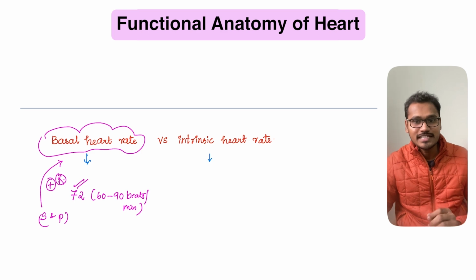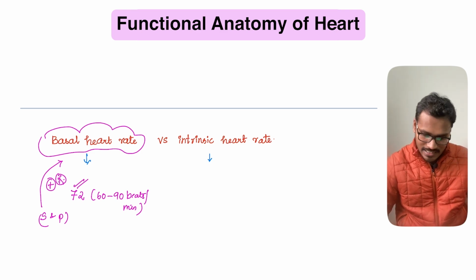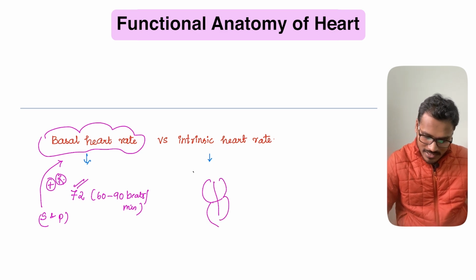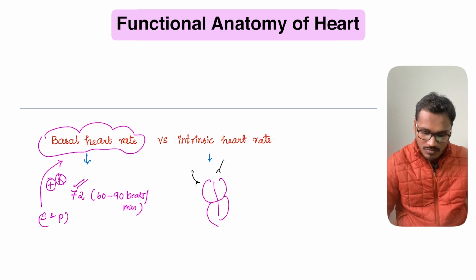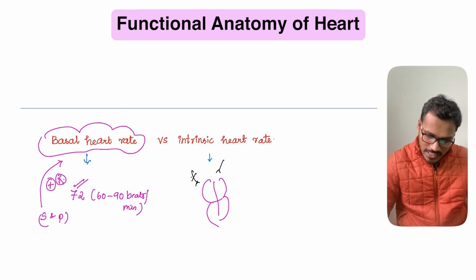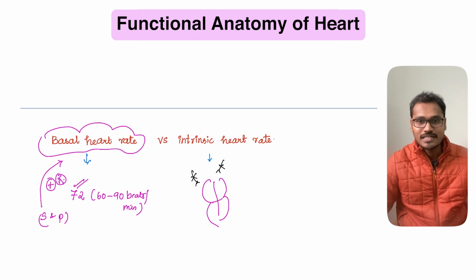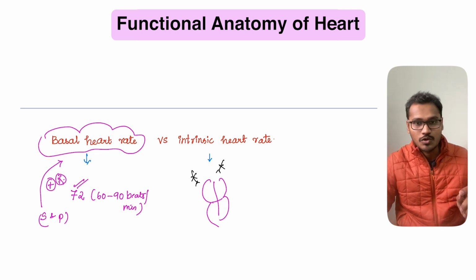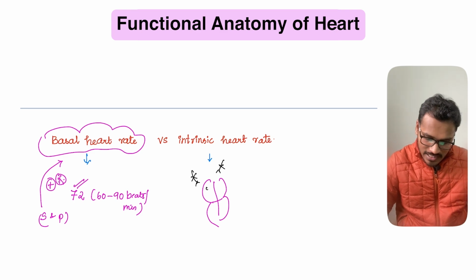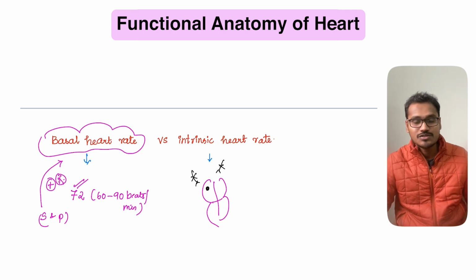Now coming to the second term, which is called intrinsic heart rate. What is this intrinsic heart rate? Suppose the heart is there, and normally we have the sympathetic system and the parasympathetic system also. Now what if we cut both of them? What is going to happen? The heart is not getting any innervation. The heart is going to beat on its own. Will it beat? Yes, of course, it has a pacemaker which can generate at its own pace.